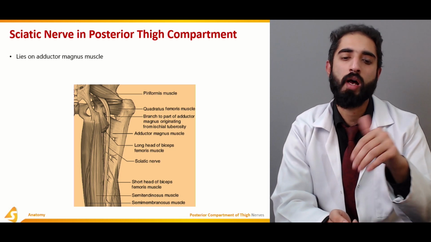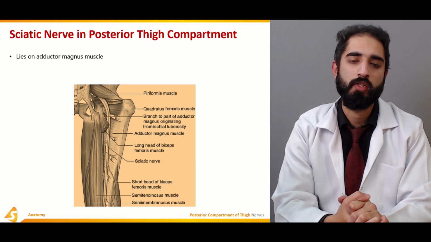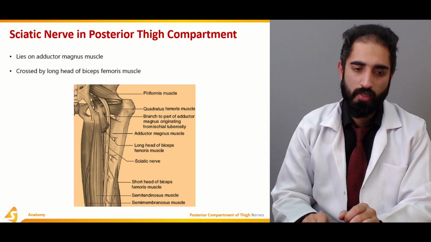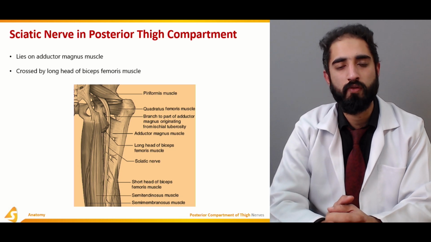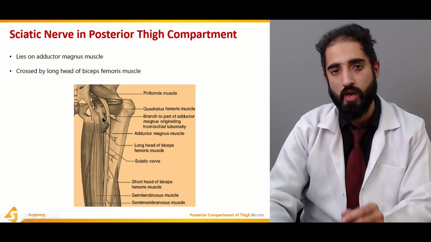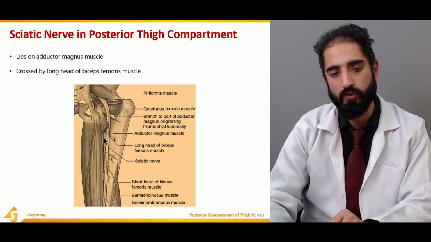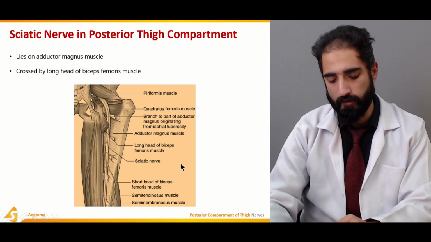And as it passes beneath the piriformis and exits beneath the piriformis, it lies on the adductor magnus muscle, and it is crossed by the long head of the biceps femoris muscle. As we can see, this is the long head of the biceps femoris, which arises from the ischial tuberosity and then goes from the medial to lateral aspect and to insert on the fibular head.